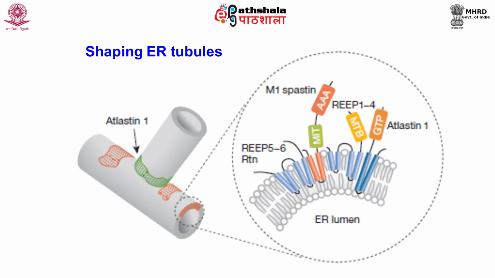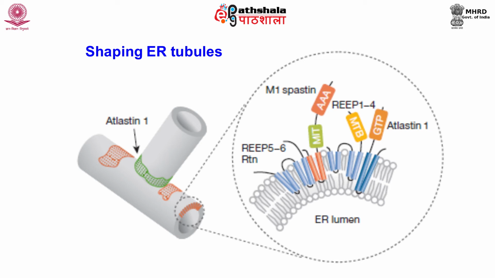If some reticulon isoforms are overexpressed, there is formation of long ER tubules at the expense of sheets. Alternatively, depletion of reticulons reduces the ability of membranes to bend. Due to this, there is a reduction in the number of ER tubules, leading to expansion of ER sheets. So, the level of reticulons in a cell governs the abundance and fine structure of ER tubules.